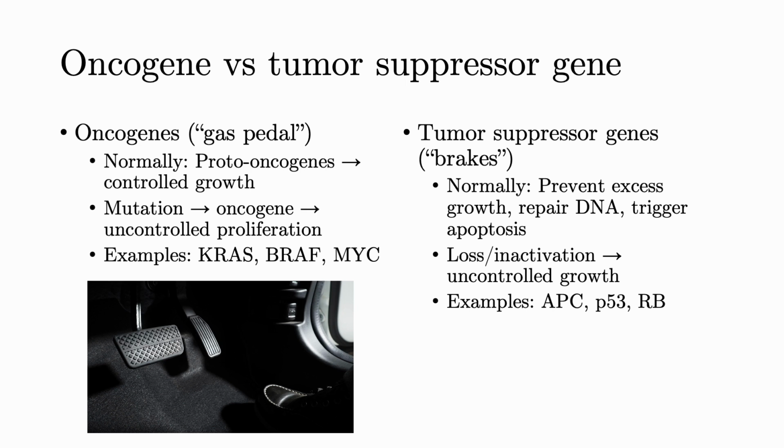In short, oncogenes are mutated accelerators that push cell growth forward. Tumor suppressor genes are brakes that normally restrain growth but, when lost, allow uncontrolled proliferation. Cancer typically arises from a combination of accelerators stuck on and brakes failing.